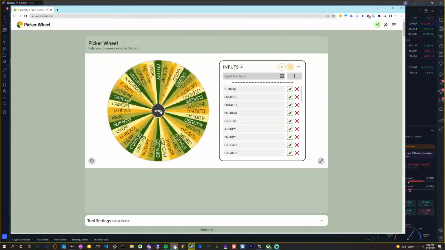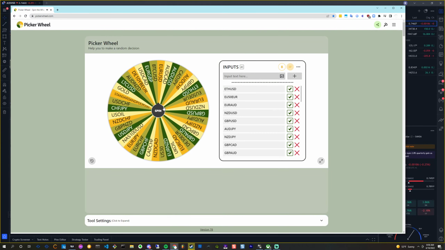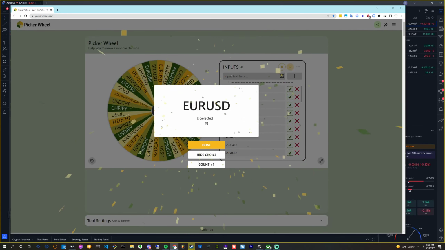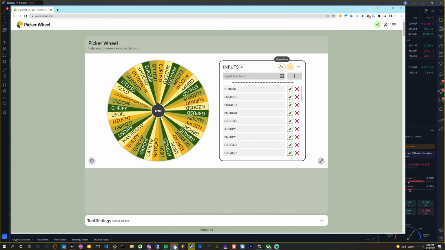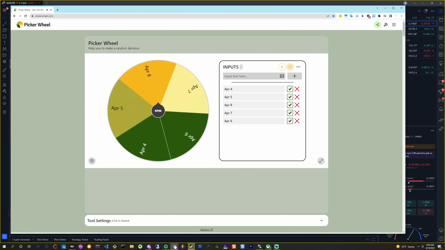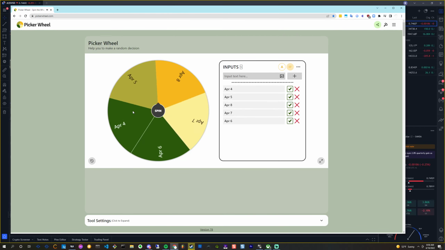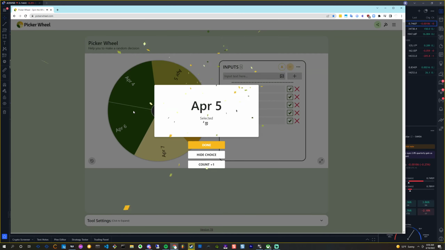We're going to do 4:30 a.m. to 11 a.m. and see, because that's how I trade. This picker wheel loves Euro US dollar. I think it's picked Euro US dollar at least... I might even remove Euro US dollar in the future. Anyways, Euro US dollar. Tired of trading this damn thing. Euro US dollar on April 5th. All right, Euro US dollar, April 5th.